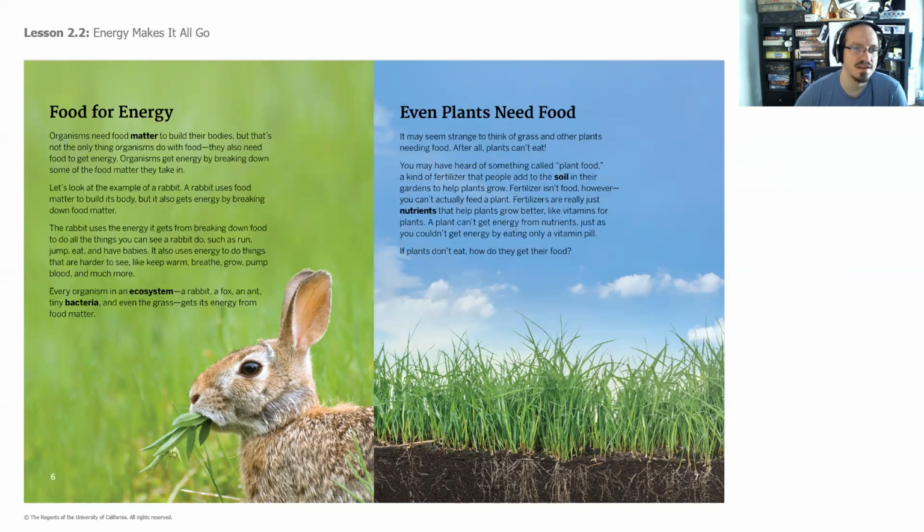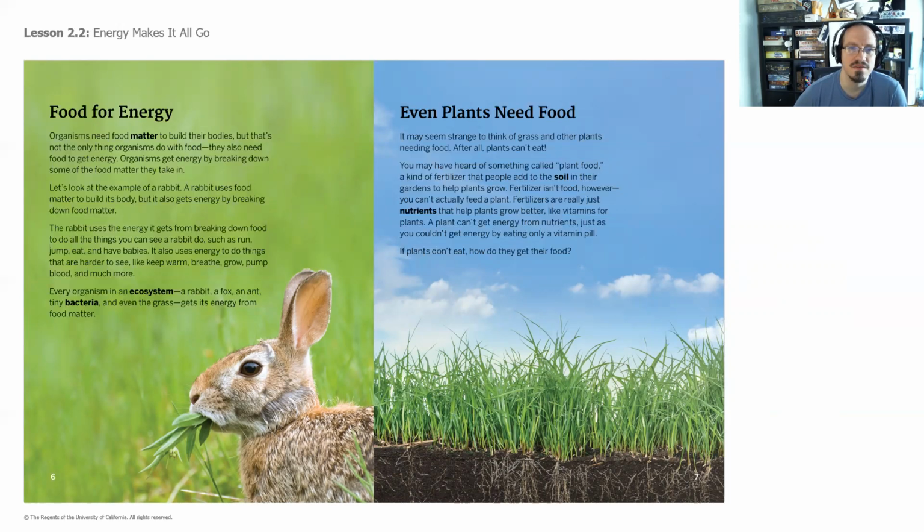It also uses energy to do things that are harder to see, like keep warm, breathe, grow, pump blood, and much more. Every organism in an ecosystem, a rabbit, a fox, an ant, tiny bacteria, and even the grass, gets energy from food matter. Even plants need food. It may seem strange to think of grass and other plants needing food. After all, plants can't eat.